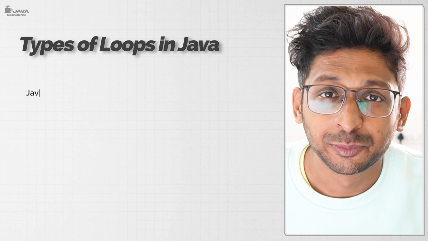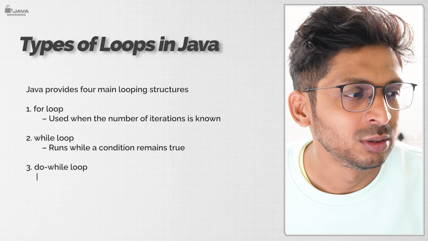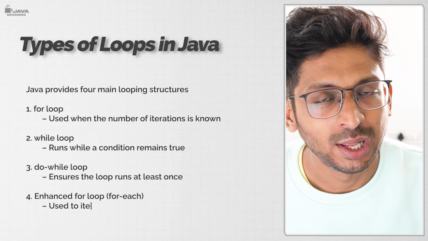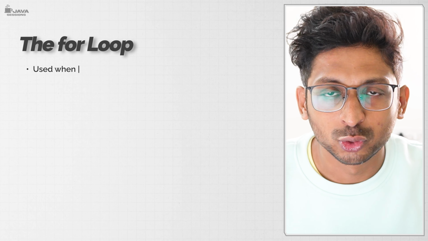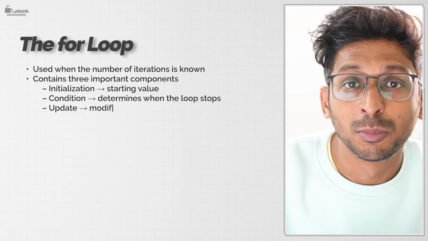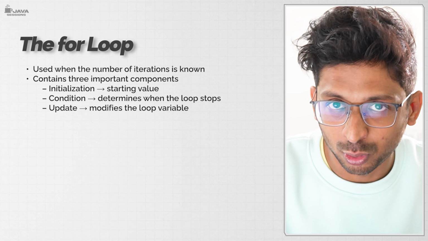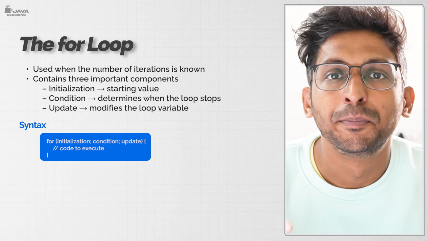Let's have a look at types of looping statements. There are primarily 4 looping statements in Java: the for, the while, the do while, and the for each. Let's start with the for loop. The for loop is a control structure that is going to help you repeat a block of code based on the number of times that is defined in the for condition. It is typically used when the number of iterations is known beforehand.